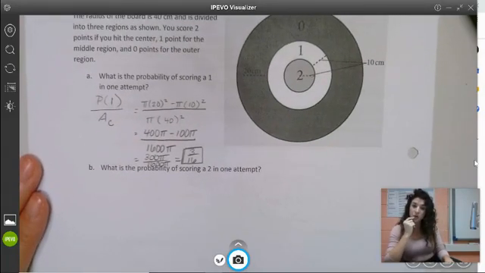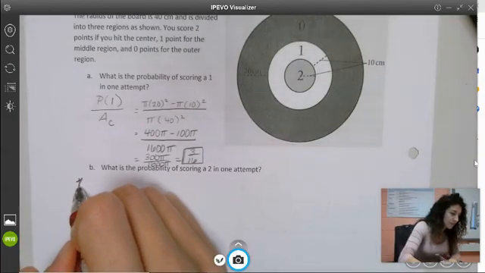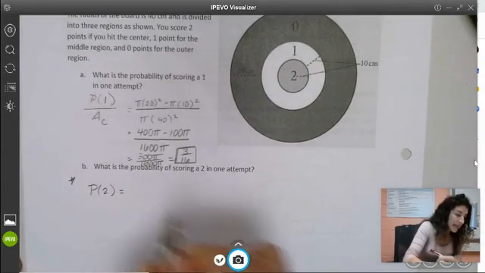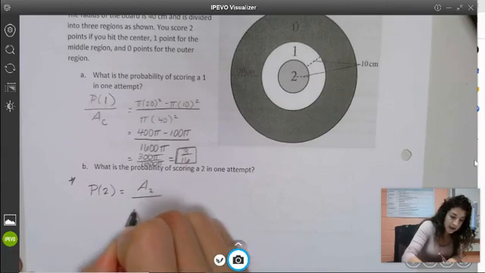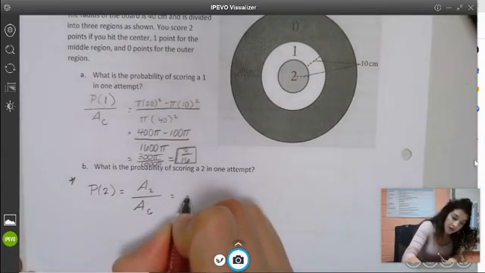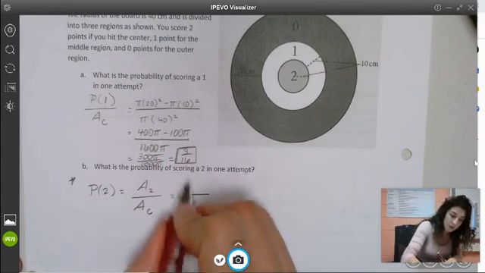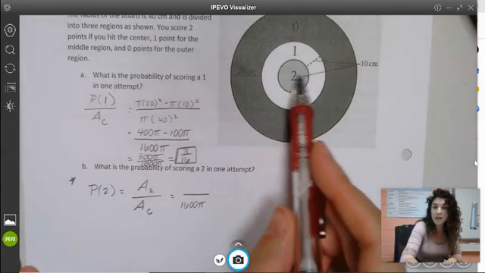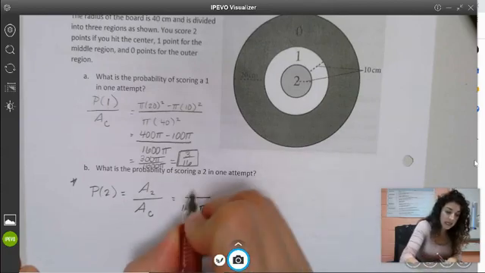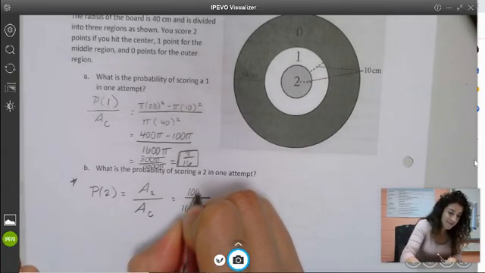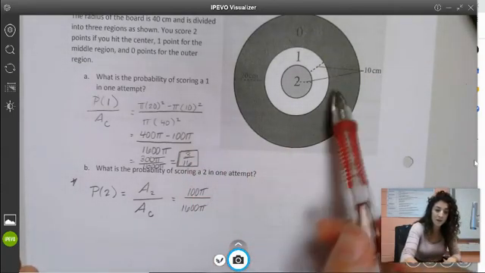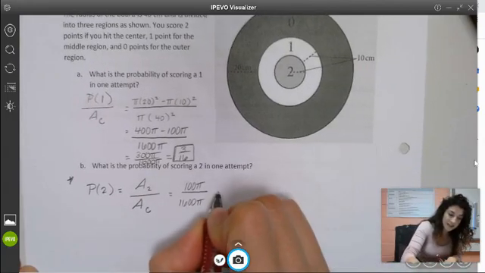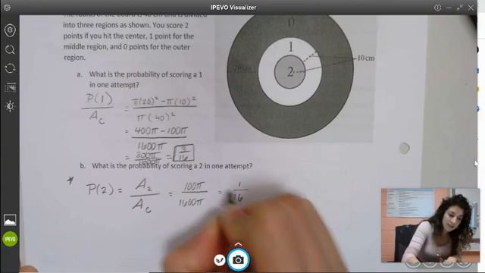What is the probability of scoring a 2 in one attempt? I want you to try this one on your own. The probability of scoring a 2 in one attempt is the area of circle 2 divided by the area of the whole circle. We've already found the area of the whole circle. Remember, it's pi times 40 squared, in other words, 1600 pi. The area of this smaller circle has a radius of 10, and squaring that is 100, so it makes it 100 pi, right? I just did pi r squared, the radius was 10, squaring it is 100 times pi. The pi's cancel out, the hundreds cancel out, and all we're left with is 1 over 16.